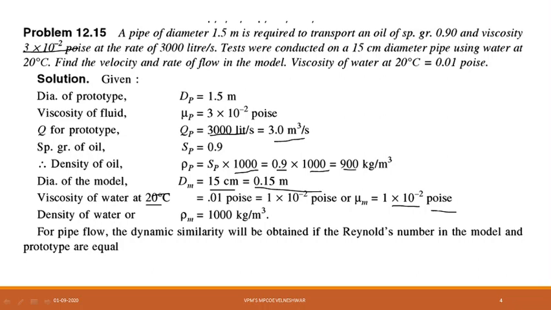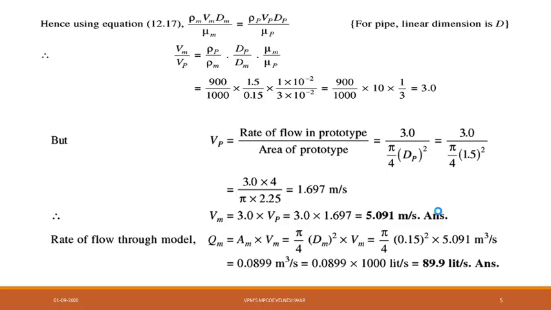For pipe flow, dynamic similarity will be obtained if the Reynolds number in the model and prototype are equal. Means generally Reynolds number will be equal in both model and prototype. So what we have to do, rho m Vm dm divided by mu m is equal to rho p Vp dp divided by mu p. That is, Vm by Vp is equal to rho p by rho m, generally. I am taking Vm by Vp separately because he has asked for us velocity also.